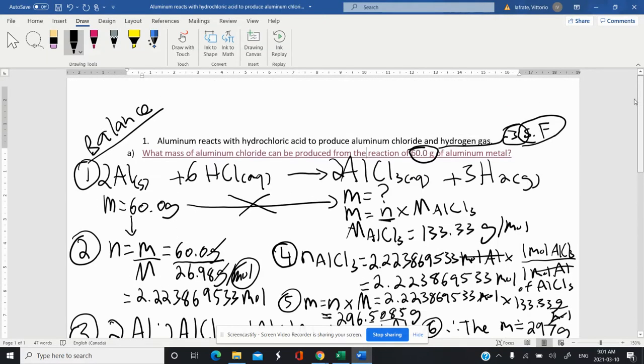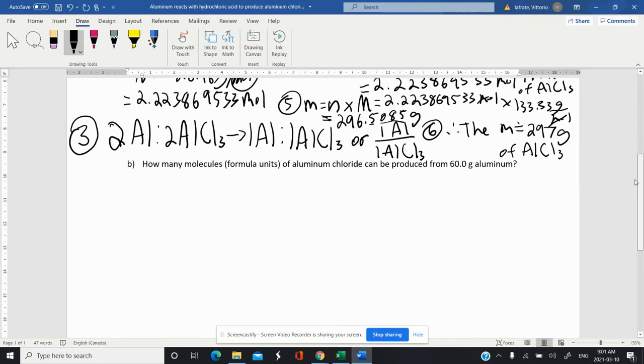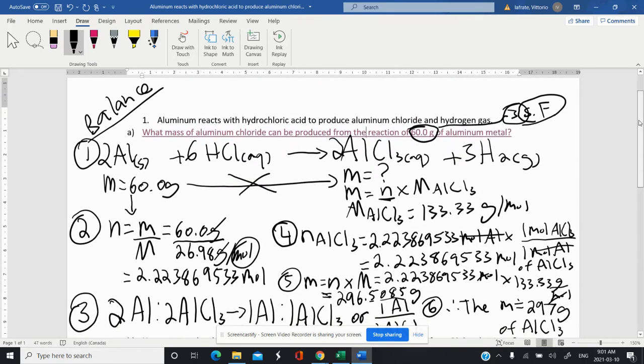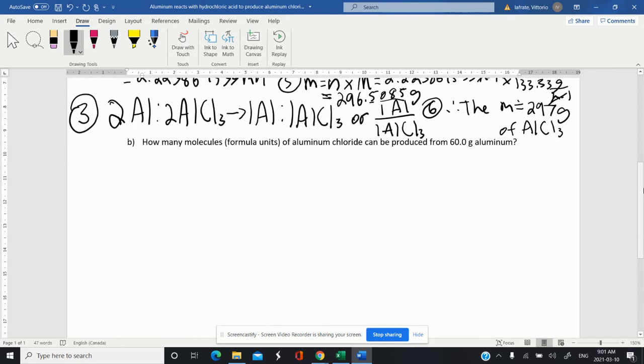In this video, we're going to do 1b from the warm-up question. In this case, we're looking at how many molecules of aluminum chloride can be produced from 60 grams of aluminum. The question starts off generally the same way. You start off by making a balanced equation, so we're not going to forget to balance that equation in this situation here. Let's go ahead and start that.